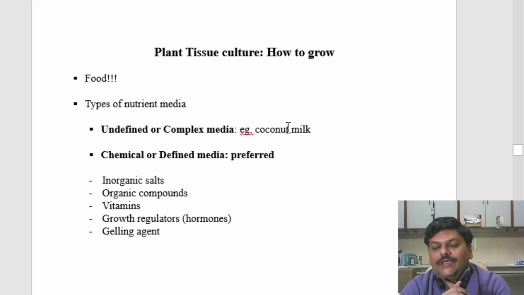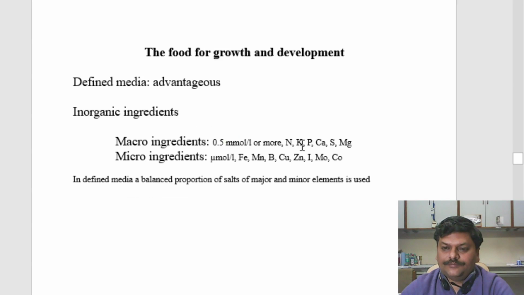The other type of media is chemical or defined media, which is the preferred type of media, because we know the exact composition of different constituents of nutrient media, and it can be replicated each and every time when we prepare a chemical or defined media. There are many chemical and defined media developed. I will discuss some of the examples in subsequent slides. The major components of a chemical or defined media are inorganic salts, organic compounds, vitamins, growth regulators or hormones, and gelling agent. Let's discuss them one by one.